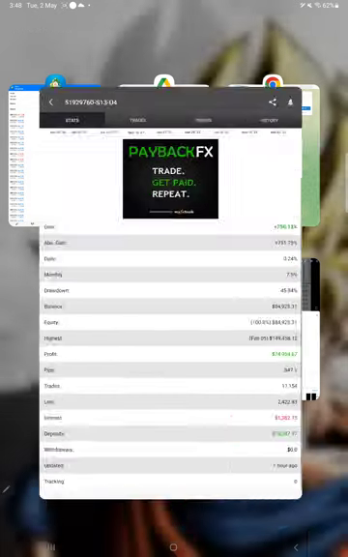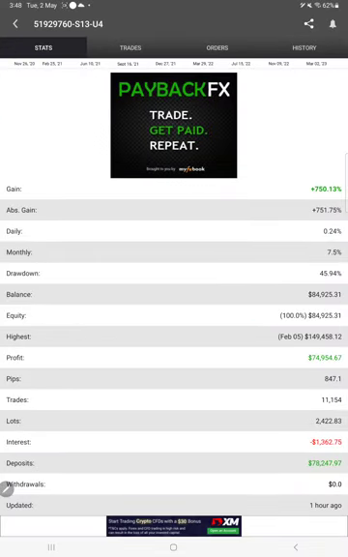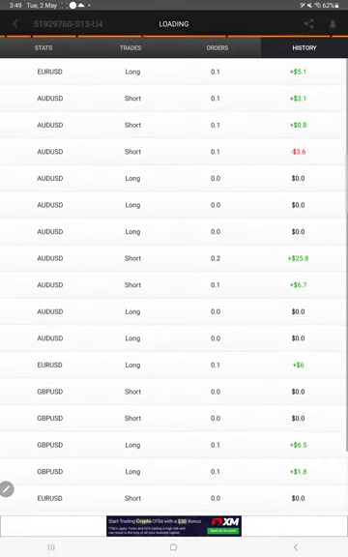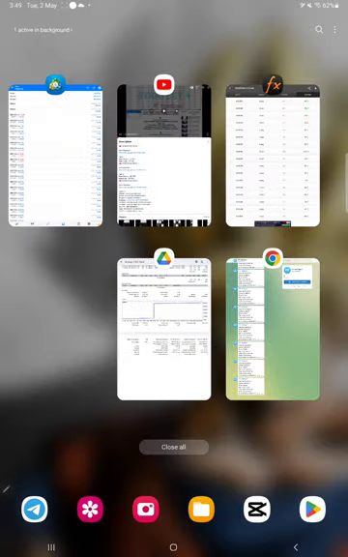This account is also connected with my FXBook. Here you see the gain is 750.13%, daily 0.24%, and monthly 7.5%. All these details were updated just 1 hour ago. This is the recent update, and here is the history of trades, where you will find all the trade history.